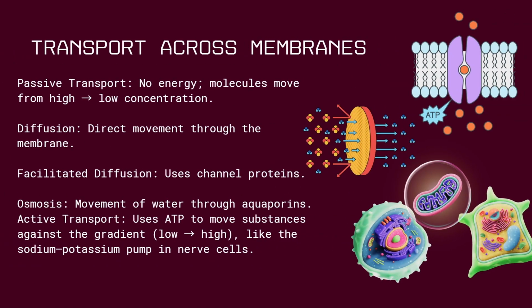So transporting across membranes: passive transport requires no energy. It's diffusion, facilitated diffusion, and osmosis. Facilitated diffusion uses channels, osmosis uses water. Active transport needs ATP, moves things from low to high concentration. Some examples are the sodium-potassium pump.